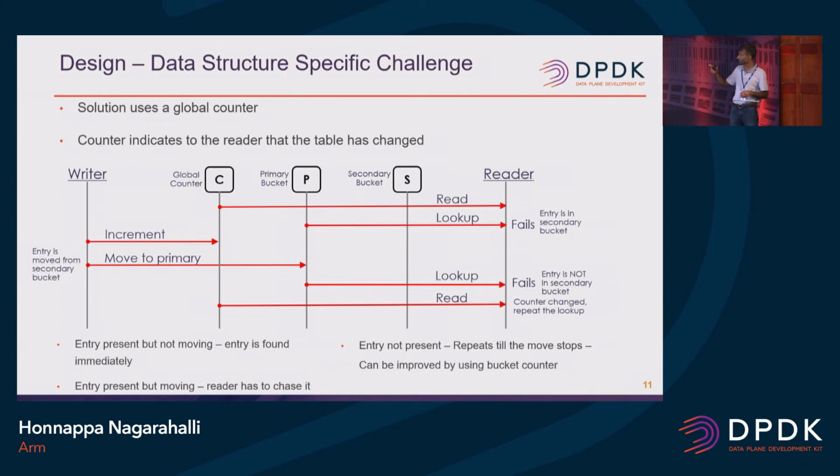Then this lookup routine will loop till these moves stop. But I think that's something that I can improve. This global counter can be changed to a per bucket counter, and I can improve the performance on that.